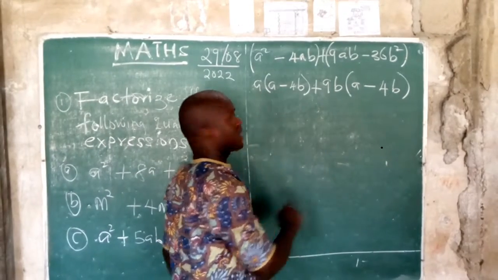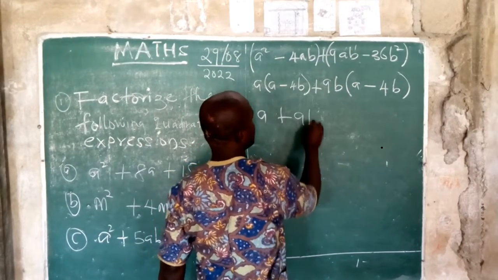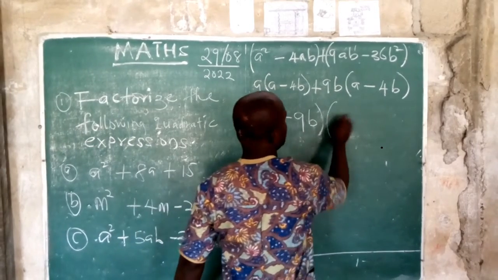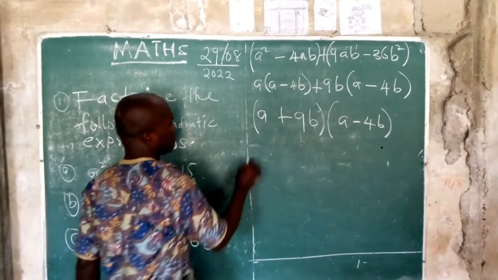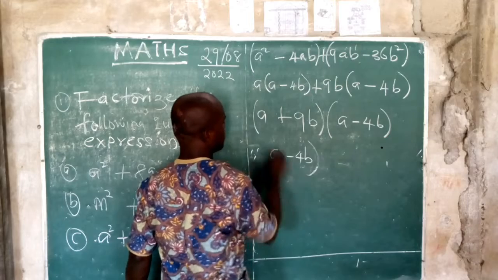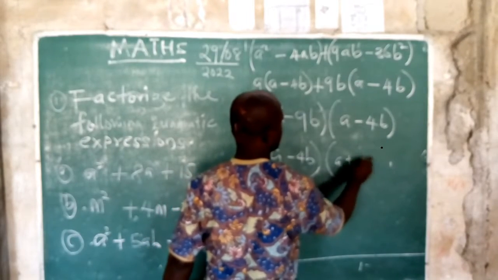Okay. So as you can see, this and this are the same. So we pick 1, right? So we now have a plus 9b. A plus 9b is a factor, bracket a minus what? 4b. Okay, so therefore our answer should be a minus 4b, then bracket a plus 9b.